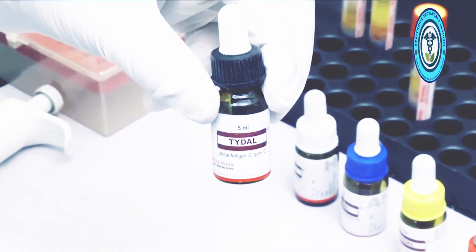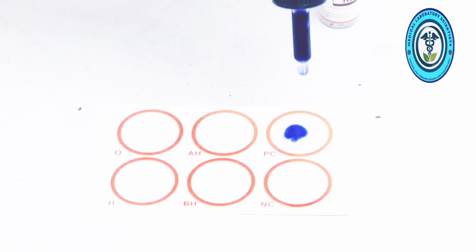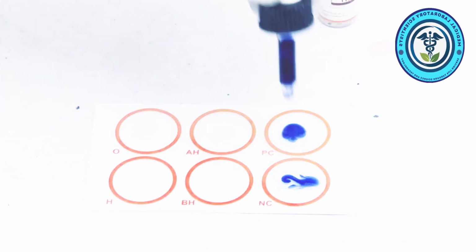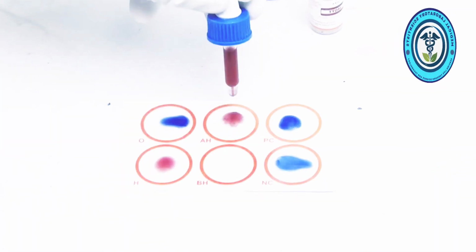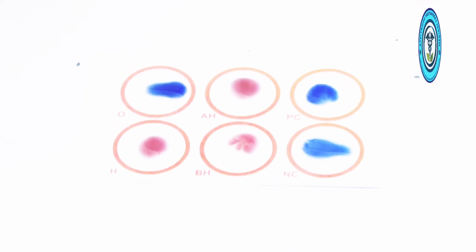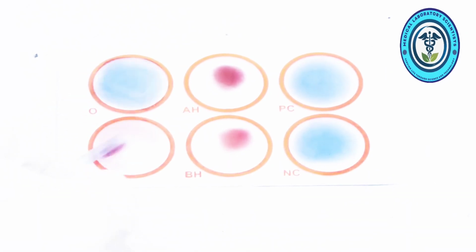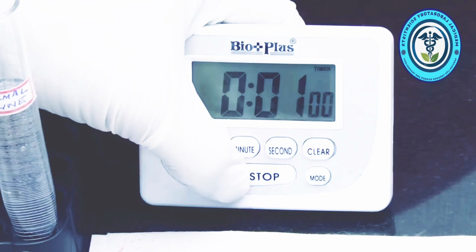Add 1 drop of O antigen suspension to the reaction circles containing positive control and physiological saline. Add 1 drop each of the antigen suspensions, that is, O, H, AH, and BH, to the reaction circles containing the patient's serum. Mix contents of each circle uniformly over the entire circle with separate mixing sticks. Rock the slide gently back and forth and observe for agglutination macroscopically at 1 minute.